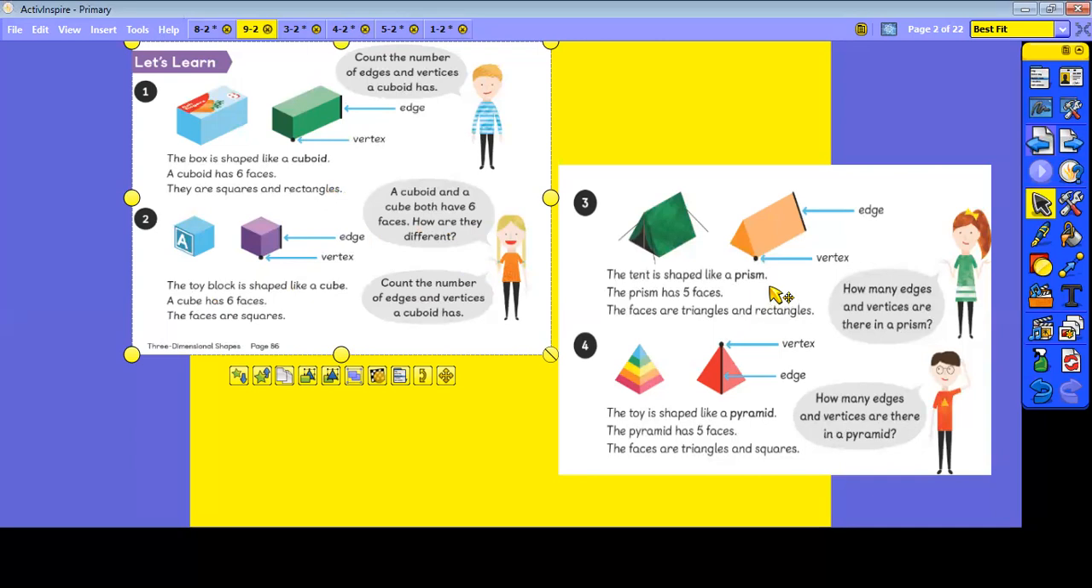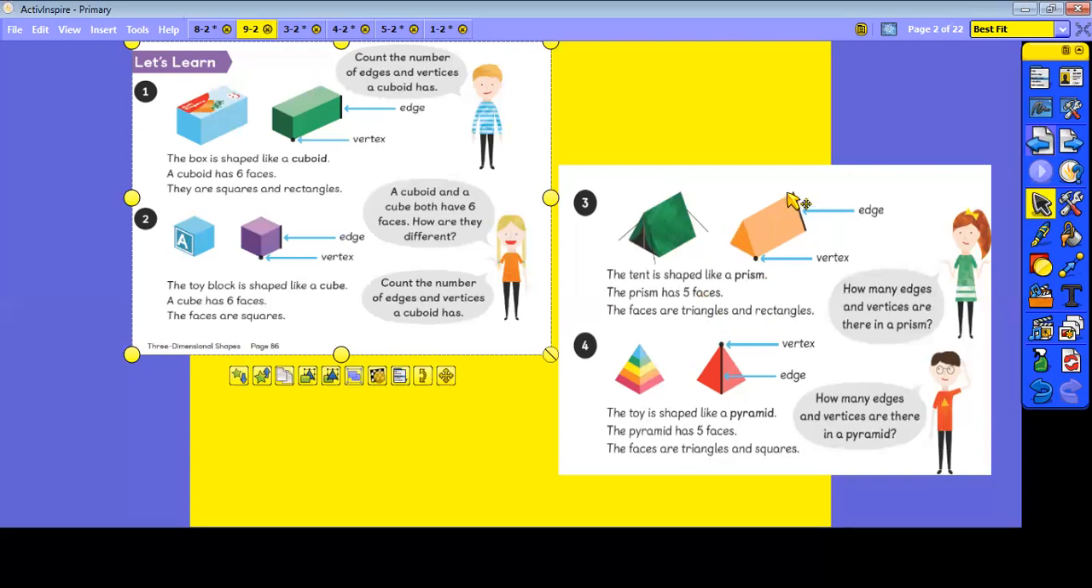And then you move on to your prism, like my chocolate bar. But Holly has got a tent. I don't know, I wouldn't be able to fit a tent in my study. The tent is shaped like a prism. The prism has 5 faces. Again, check that on your prism, and don't forget to count either end. The faces are triangles and rectangles.